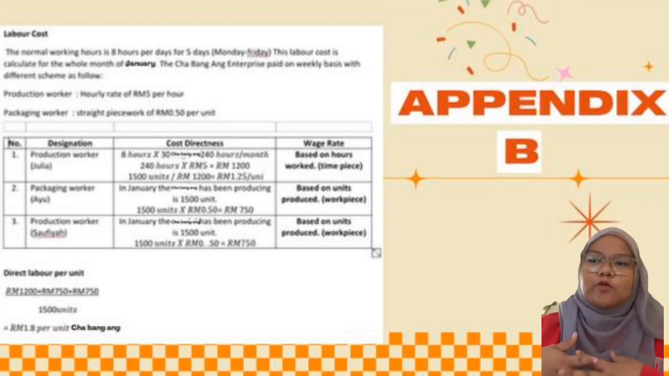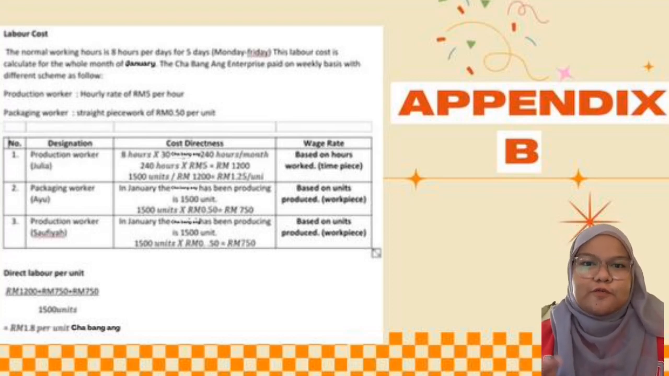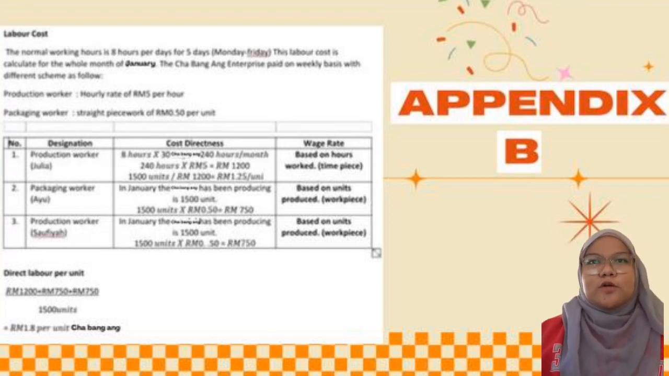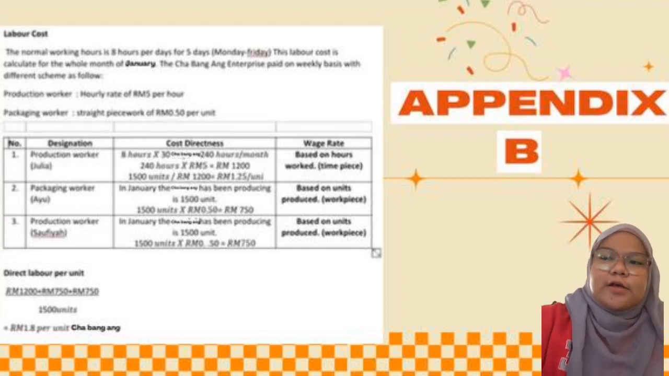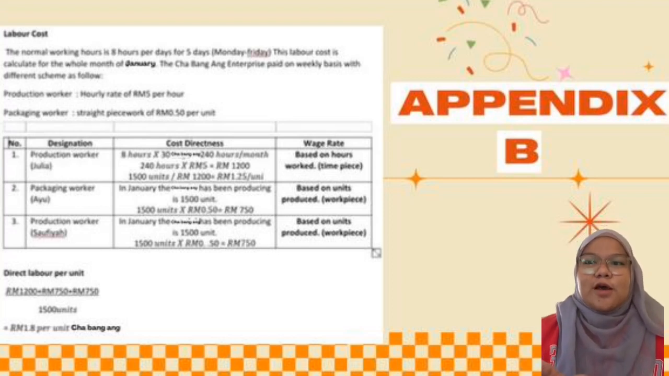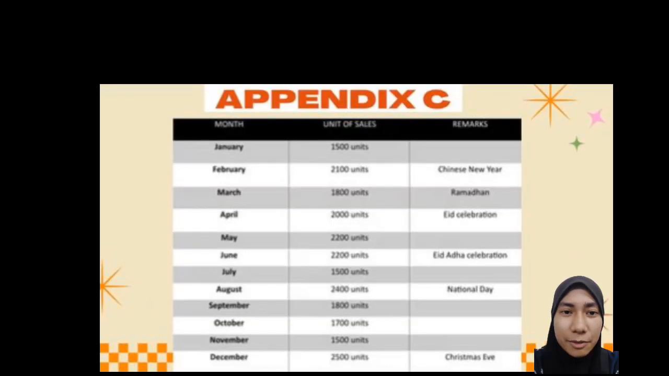715. To find direct labor per unit, 1,200 plus 715 plus 715, and we divide by 1,500 units, and we got 1 ringgit 80 cents per unit of the cabang. And we will see the unit sales per month and the remarks of it.